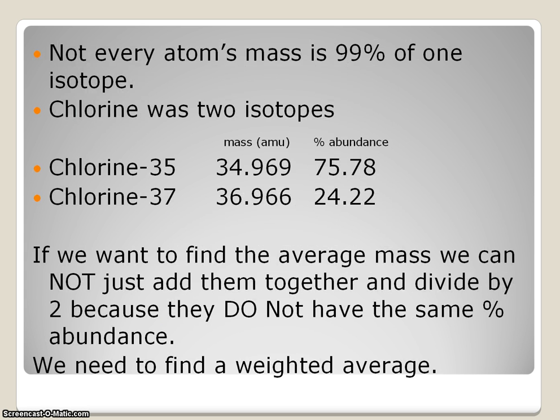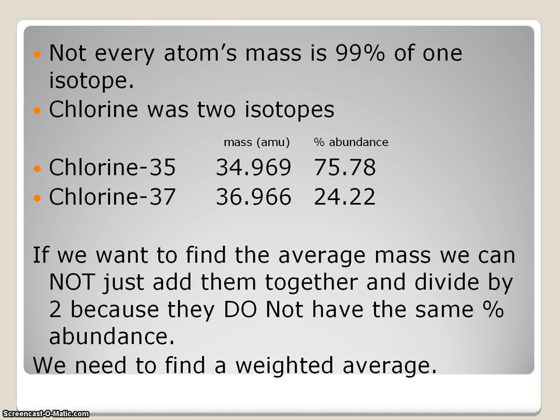So, okay, what happens if not every atom is 99% of one isotope? All right, chlorine has 2 isotopes. Okay, they have chlorine 35 and chlorine 37. The exact mass of chlorine 35 is 34.969, and it makes up about 75% of all chlorine on our planet, where chlorine 37 is about 24.22%. Okay, so since they're not equal, we can't just add up the masses and divide by 2. If we want to find the average atomic mass, we've got to take into account the percent abundance.